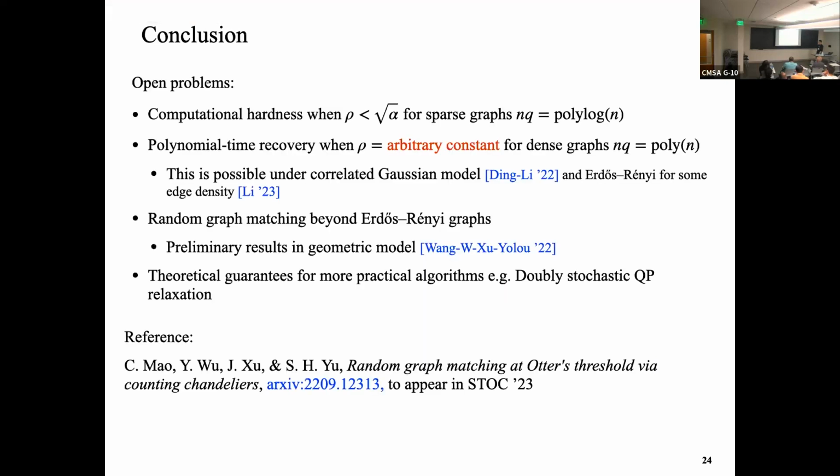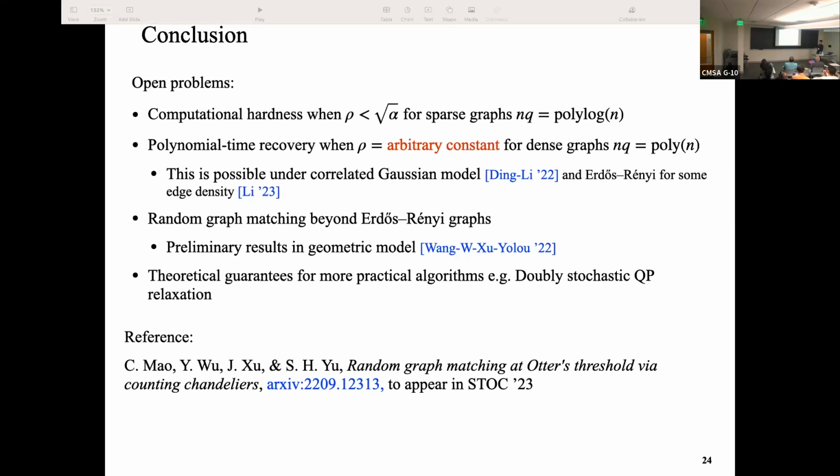And the open problem that I want to mention pertaining to this work, and also to the bigger field of random graph matching, is the following. Prove or give rigorous evidence of the computational hardness when rho is less than square root of alpha, when the graphs are sparse in the sense that the average degree is polylog n or maybe n to the little o of one. There are already a lot of results that suggest, or in fact prove, that Otter's threshold doesn't kick in, delineating what is possible computationally for dense graphs.